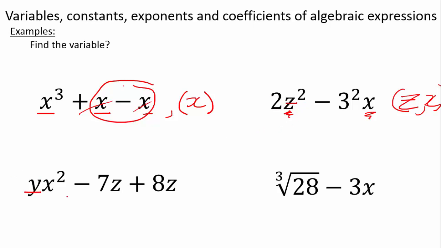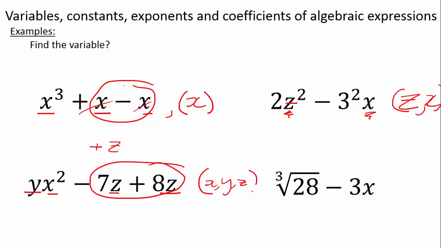Okay, here we have a y variable, we have an x variable, and we have a z variable and a z variable. These are like terms again, so this could go into just simply plus z, but we're not going to deal with that now. This simply has x, y, and z variables. Cube root of 28, you know the cube root of 27 is equal to 3. So this is obviously just a little bit more, minus 3x. Okay, so this is a constant, and this is a variable x. So we can just say that that is one variable x.